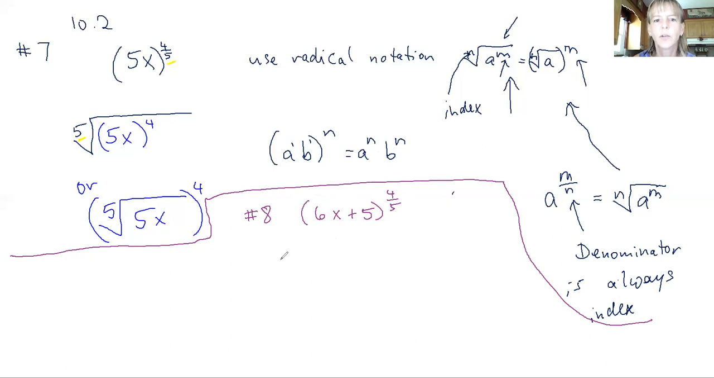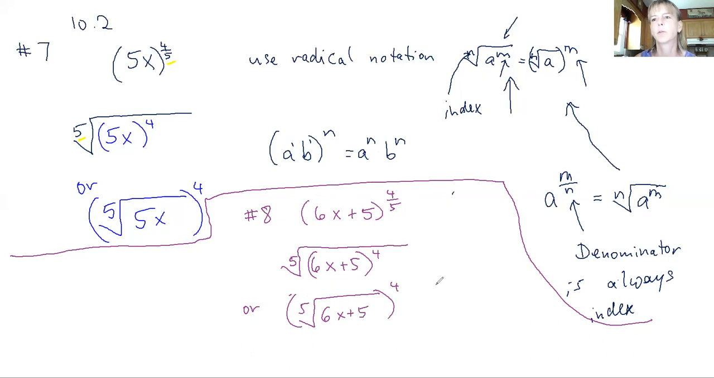So what you do is you say, well, I got to make it look radical. And then the index is always the denominator. So we're going to put that 5 in here. And then we have a 6x plus 5. And we have that to the 4th power. And again, that's all it wants. Or again, you could make it look like this, and all of it to the 4th power. So both of those are perfect answers. Okay, so let me clear the board. And then we're going to start the next one.